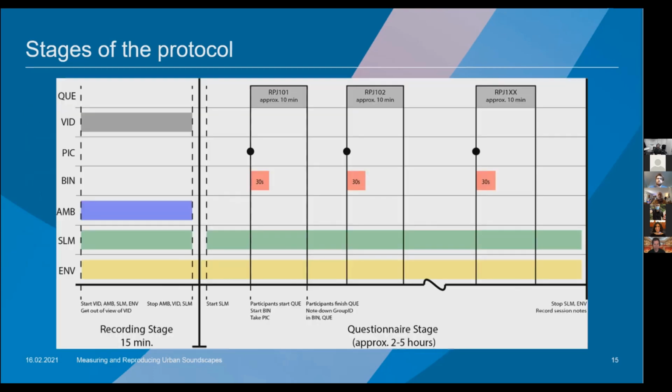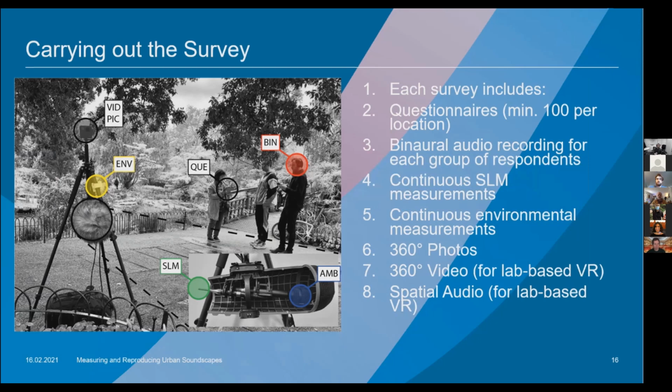So here we've got a visual diagram, a timeline of our survey protocol. Starting from the left, we start a recording stage where we've got our video, our ambisonic recording, our sound level meter, and our environmental data like temperature, lighting levels, that sort of thing running. We do that for 15 minutes. And then we start our questionnaire stage. I'll give a demonstration actually of how we carry that out in just a minute. This is just a photo showing how our equipment gets set up for carrying this out.